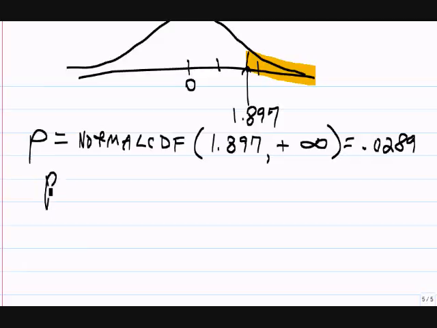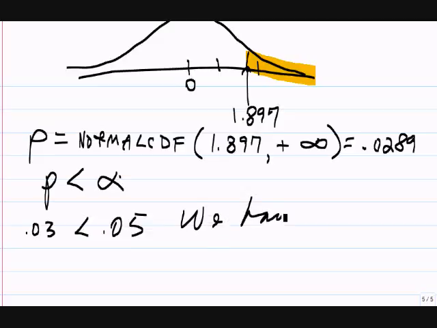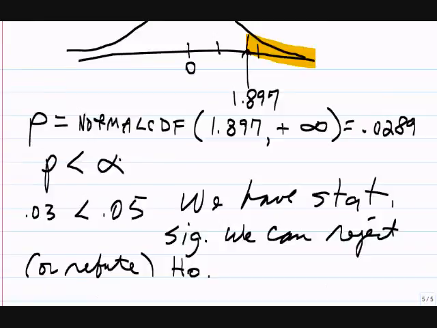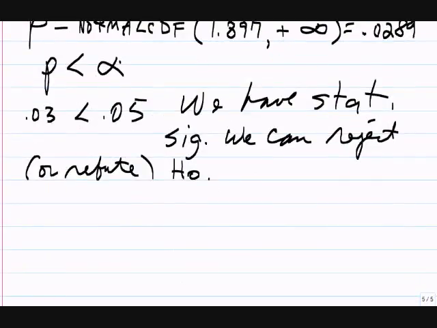Yes. If P is less than alpha, oops, I didn't make an alpha there. So 0.03 is less than 0.05. We have statistical significance. We can reject, or refute, however you want to call it, our null hypothesis. So we have evidence that the null hypothesis is wrong.